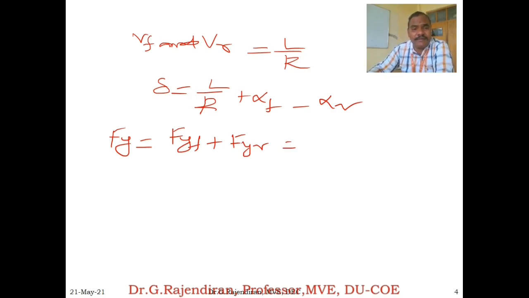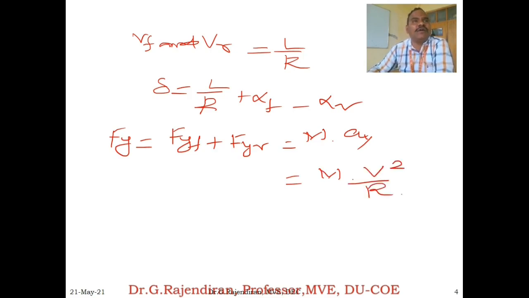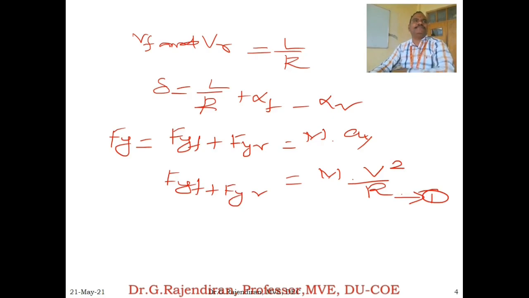Force is equal to mass times acceleration Ay. So that is equal to mass times the centripetal acceleration, which is V square by R. So Fyf plus Fyr equals m V square by R. Take it as equation 1, where V is the forward velocity and R is the radius of turn.